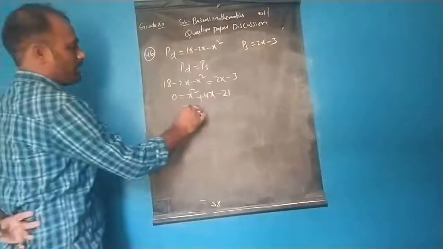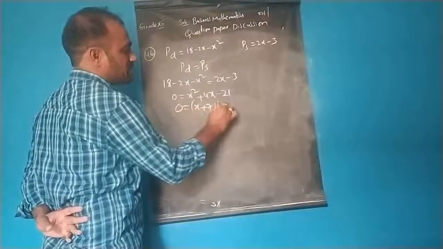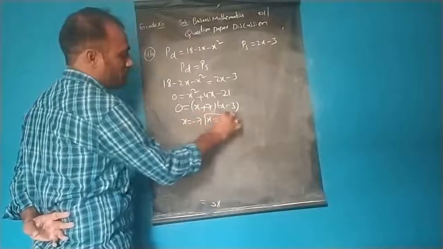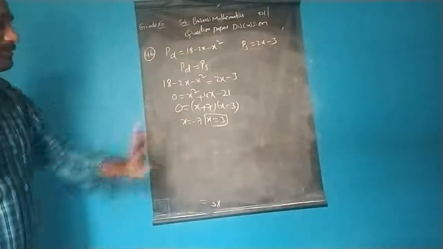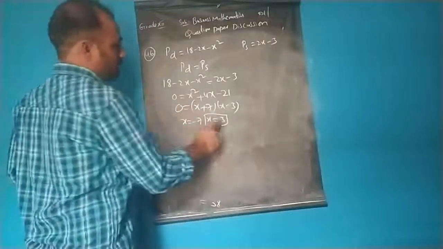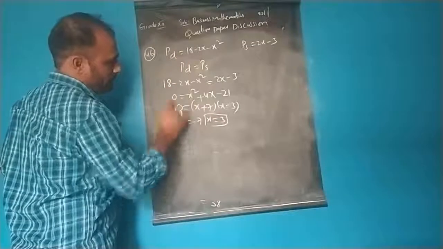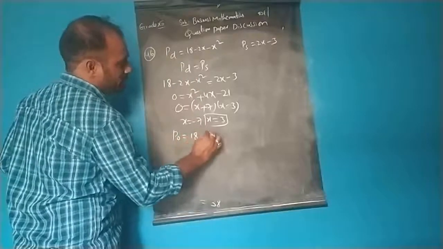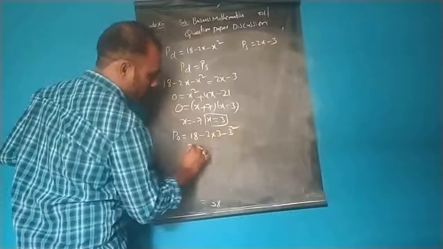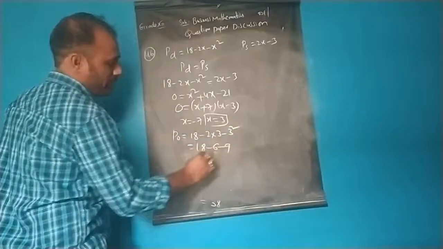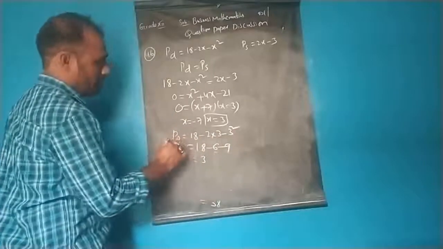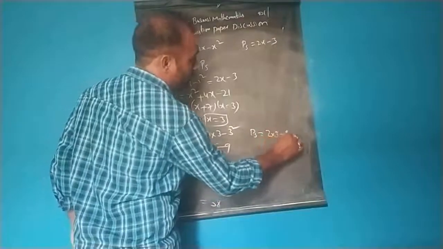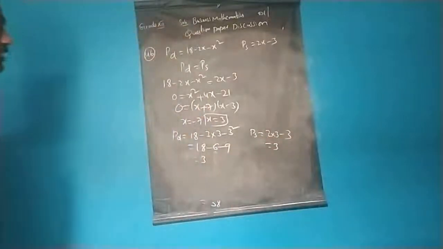which is 21. So I can write it as 0 is equal to x plus 7 into x minus 3. So I got x is minus 7 and x is 3. Since the x value cannot be negative, we can take the x value as 3. So since the x value is 3, we can get the demand function like this. So P naught is equal to 18 minus 2 into 3 minus 3 square. That is 18 minus 6 minus 9, 18 minus 15, which is 3. So this is the demand function P naught, and the supply function P naught will be 2 into 3 minus 3, which is 3. So supply function P naught.